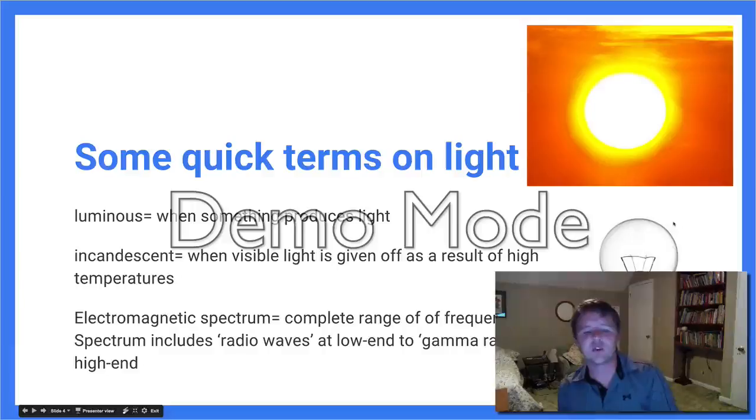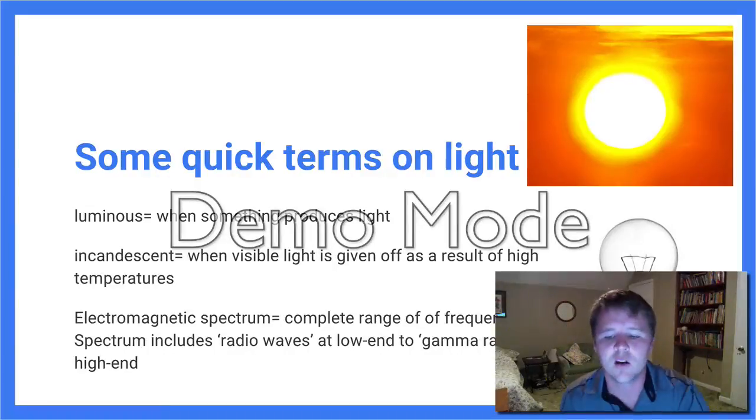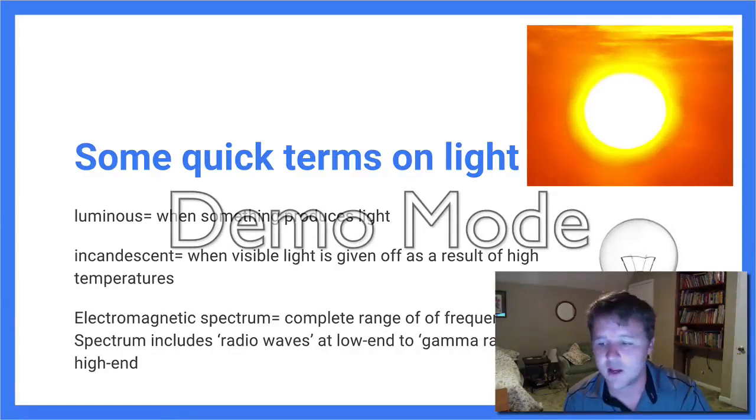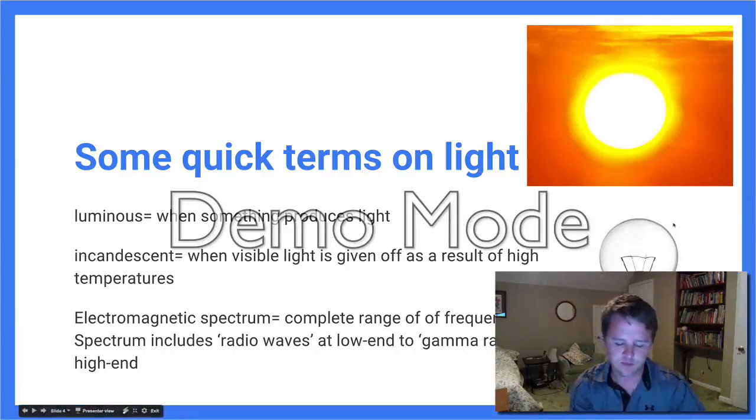Luminous is when something produces light, like the sun. And incandescent is when visible light is given off as a result of high temperatures, like a light bulb. Electromagnetic spectrum is a complete range of frequencies. So it's everything from a radio wave to a gamma ray at the high end. So just remember that your radio is on the range of frequencies for the electromagnetic spectrum.